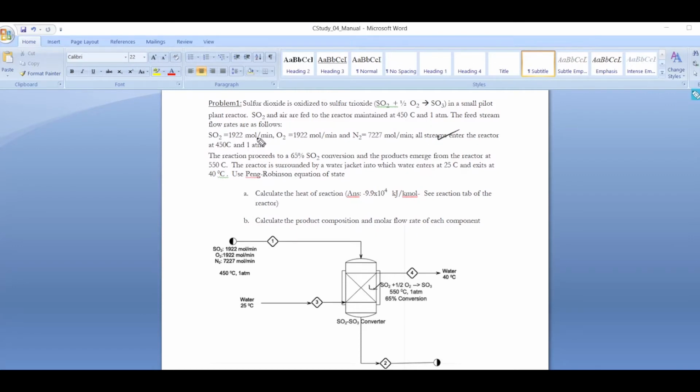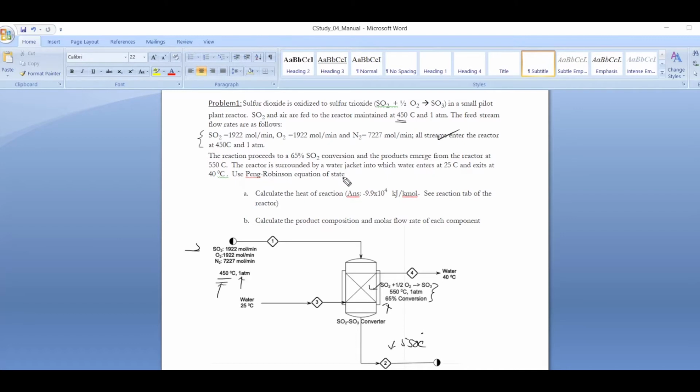Sulfur dioxide and air are fed to the reactor maintained at 450 degrees Celsius and 1 atmosphere pressure. The feed stream flow rates are already given here. The reaction proceeds to 65% conversion in the reactor. This is a single pass reactor, and the products emerge from the reactor at 550 degrees Celsius.